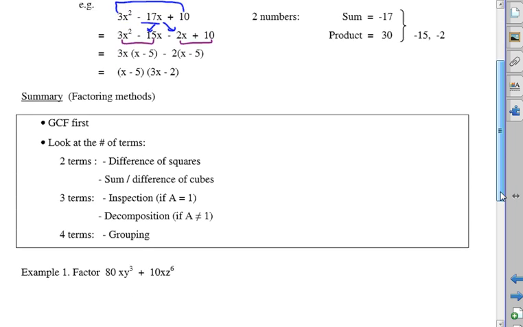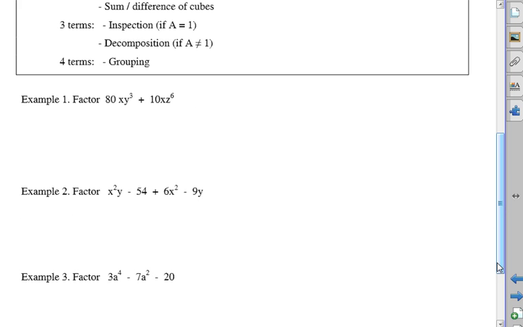Okay, and there's our summary. So let's look at an example here. First thing we ask ourselves, is there a GCF? 10 and x. Okay, I'm not going to write divide by 10x anymore, because we're going to get good at skipping those little things.